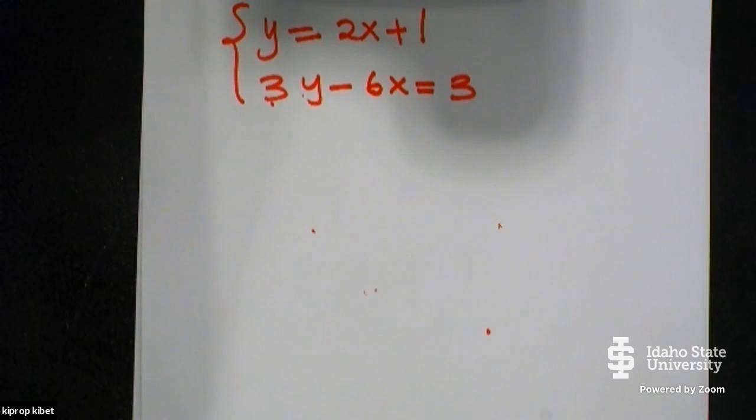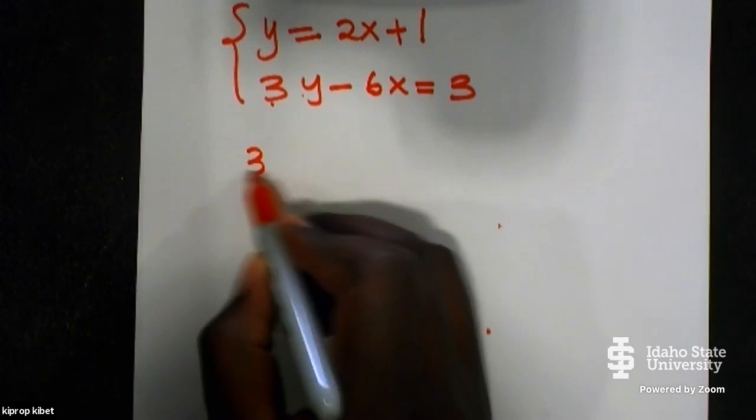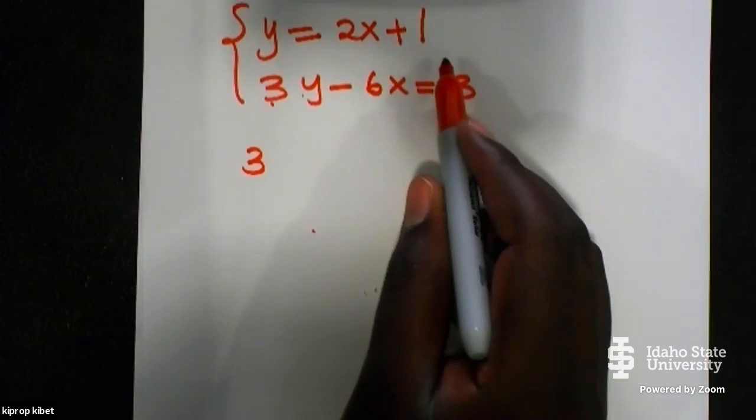Solve the following system of equations. So you can easily use the substitution method here. Wherever it's y, you replace it by 2x plus 1. So what do you get?